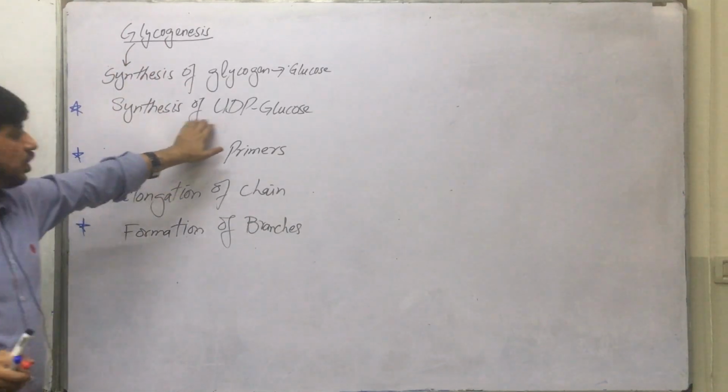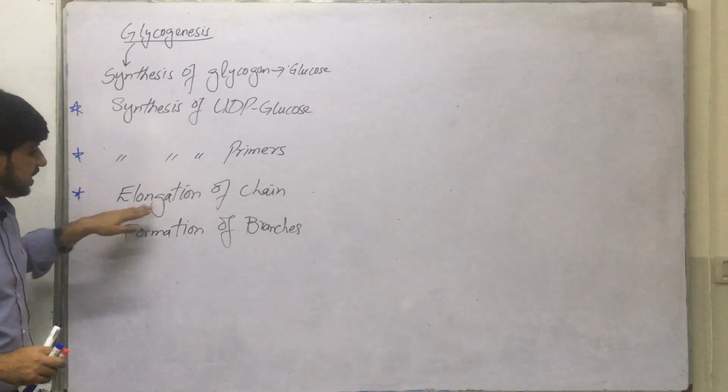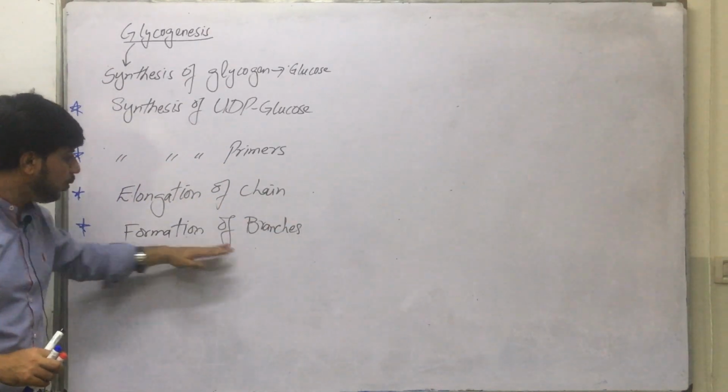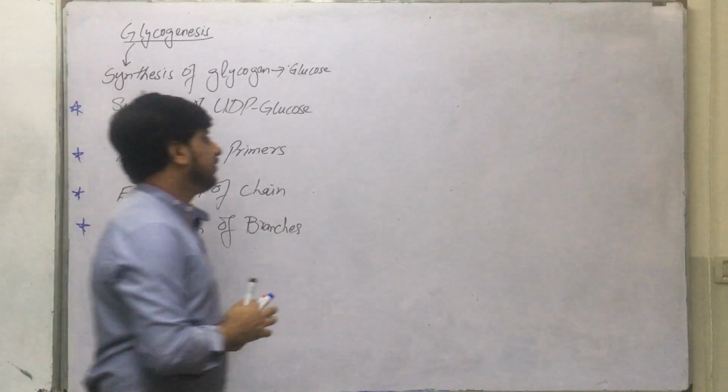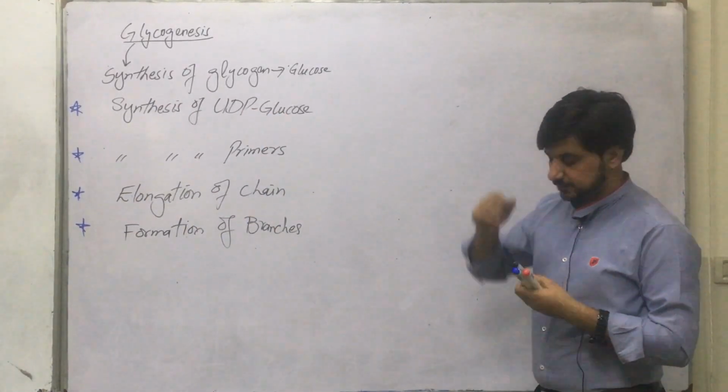We can divide this process, this glycogenesis, into 4 steps. Number 1 is the synthesis of UDP glucose. Number 2 is the synthesis of primers. Number 3 is the elongation of chain, and number 4 is the formation of branches. First of all, what is the synthesis of UDP glucose?